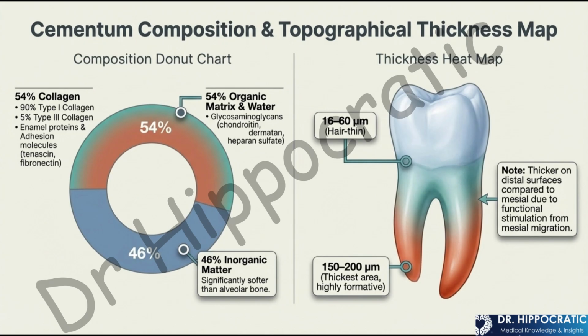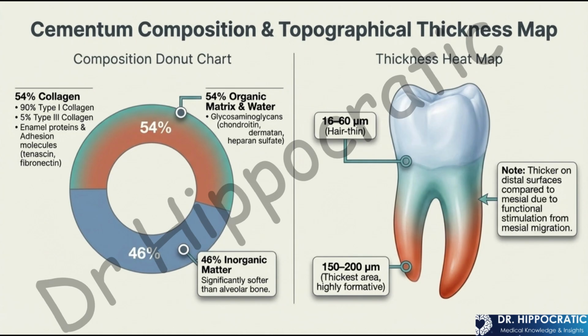That makes sense. And looking at the topographical heat map, the thickness of this shield is wildly uneven. It is. Up near the crown of the tooth, right by the gums, it's hair-thin, between 16 and 60 micrometers. But down at the very bottom, it's thick and highly active, around 150 to 200 micrometers. That beautifully reflects the continuous growth at the root tip we just discussed. Right. But there's another fascinating detail on this thickness map. The cementum is consistently thicker on the distal surfaces, the back-facing side of your roots, compared to the front-facing side. Wait, why would the back of the tooth root need thicker cementum than the front?